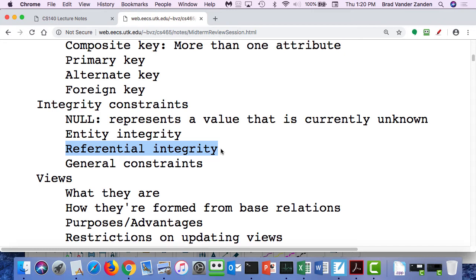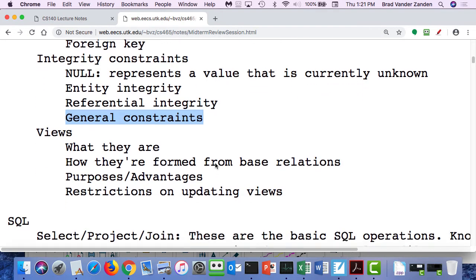And then general constraints are what we call business constraints. So there are things like no realtor can manage more than 100 properties, or no realtor can make more than $50,000, or no customer can rent more than 25 videos at a time. Okay, so those are our business constraints.